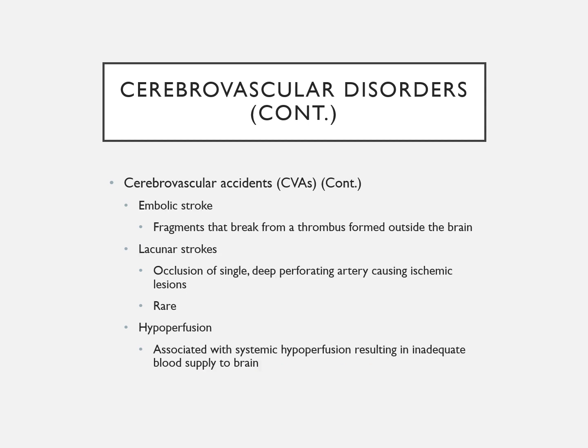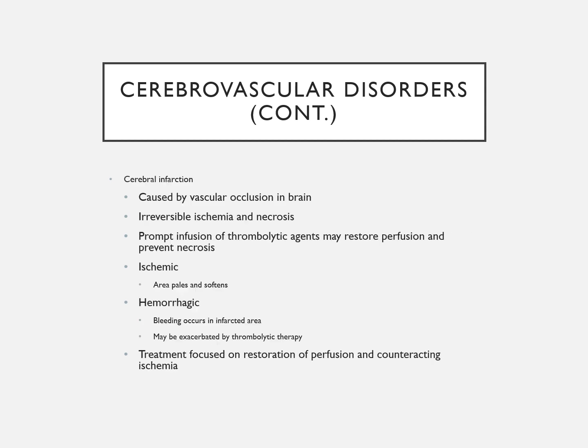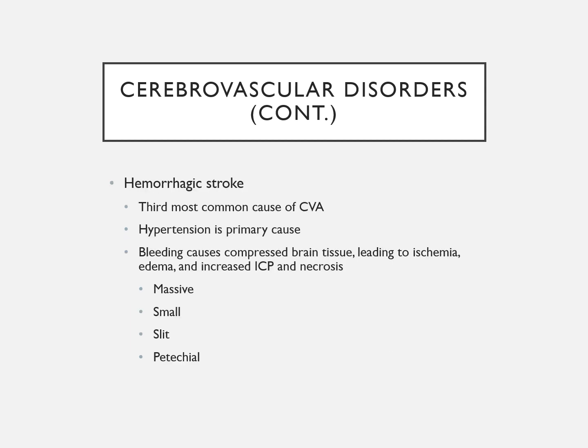And here we have some other classifications of cerebrovascular accidents, or CVAs. Cerebral infarction, that's caused by an occlusion. And there are ischemic and hemorrhagic, and we all know about those. We all have our stroke alerts in the hospitals. Hemorrhagic strokes, third most common cause of CVA. Hypertension is the primary cause, and bleeding causes compressed brain tissue, leading to ischemia, edema, increased intracranial pressure, and necrosis.